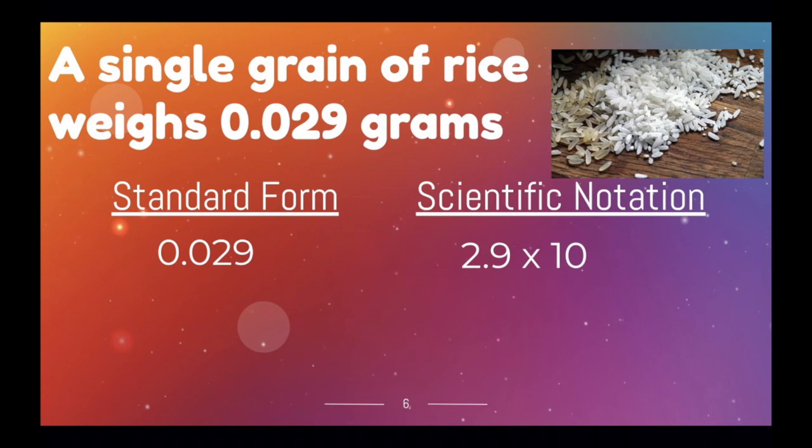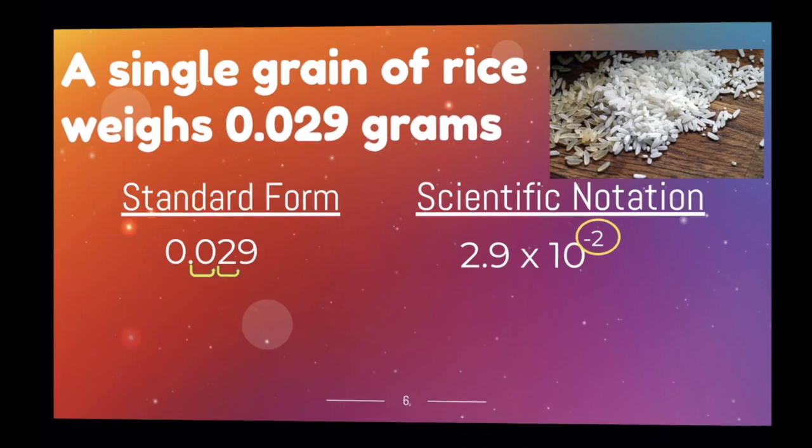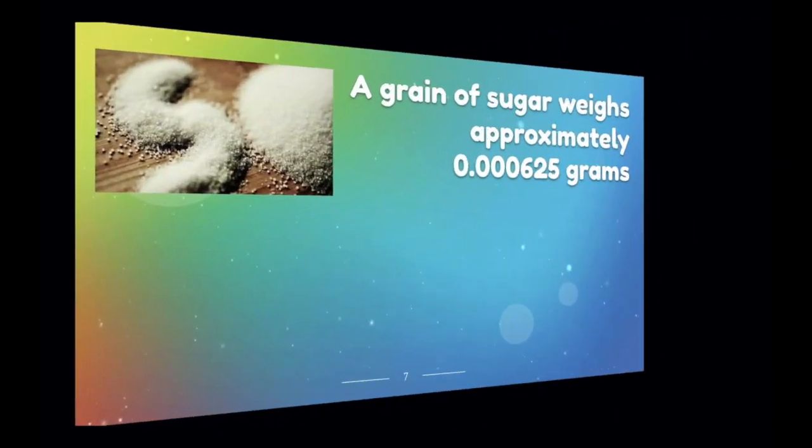2.9 times 10. Now we have to figure out the exponent. In order to do that, we need to move the decimal to the right. So 1, 2. So we only need to move the decimal to the right twice this time. So our exponent will be negative 2. The way you read it, 2.9 times 10 to the power of negative 2. Cool. Alright, let's try another one.